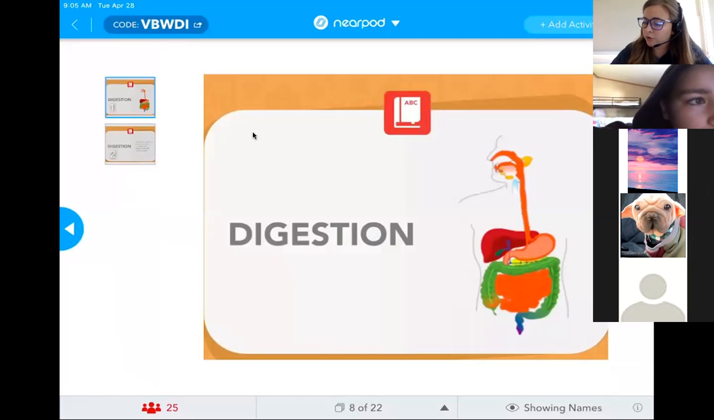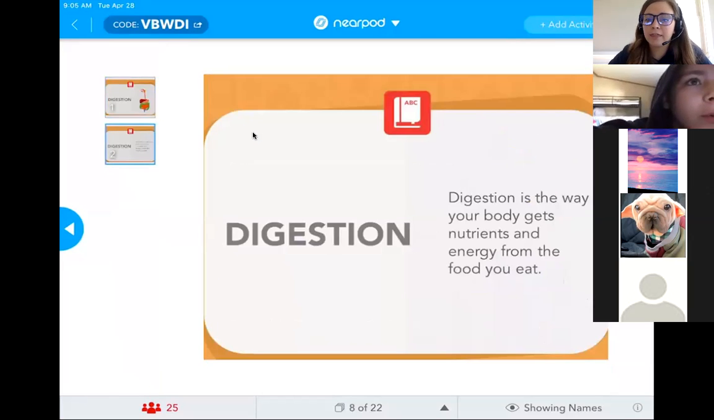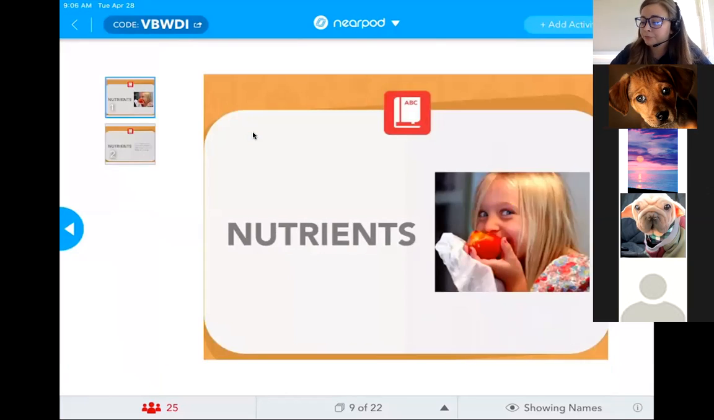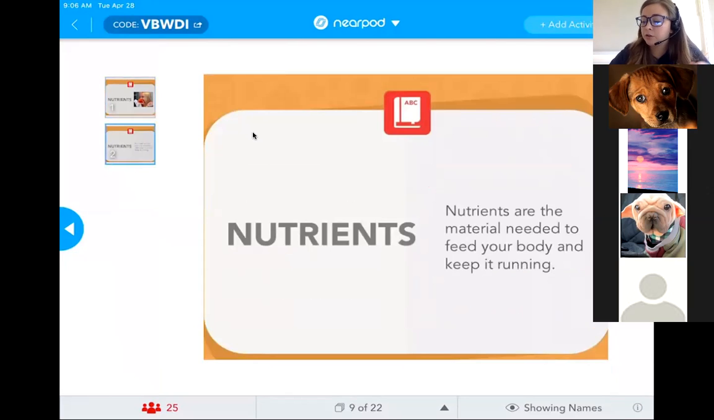So the first word is digestion, and that is the way that your body gets nutrients and energy from the food you eat. So digestion is how your body gets nutrients from your food. What are nutrients? This is a big word that we've been using a lot as we've been talking about the digestive system. The nutrients are material needed to feed your body and keep it running. Your vitamins, your minerals, your carbohydrates, your proteins, all of those are nutrients.